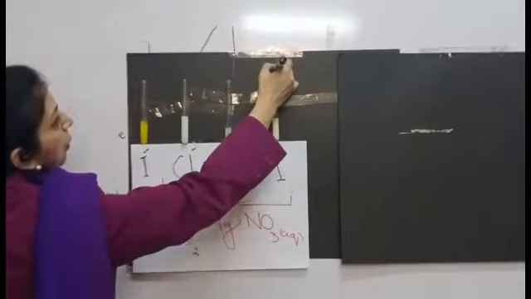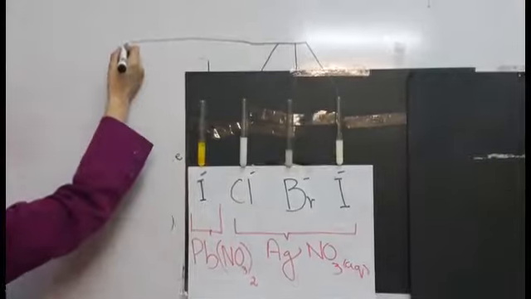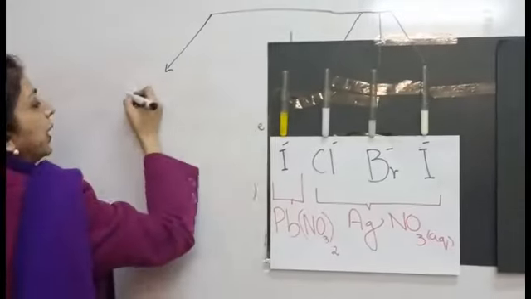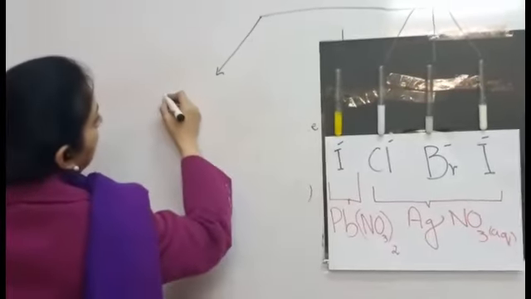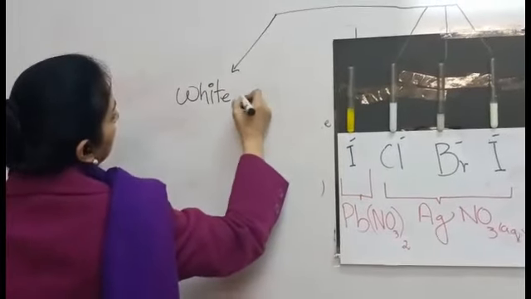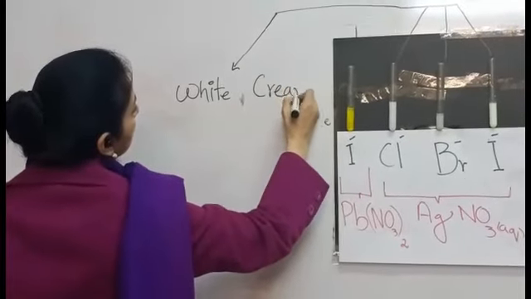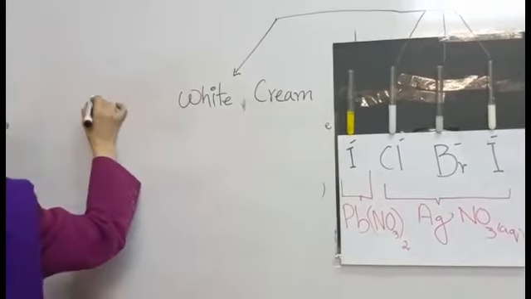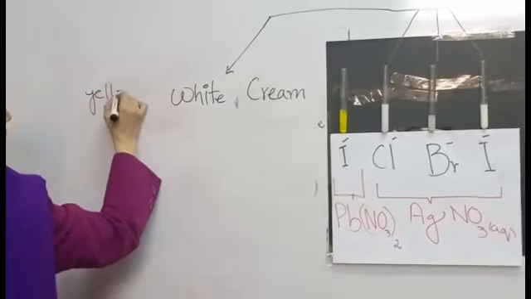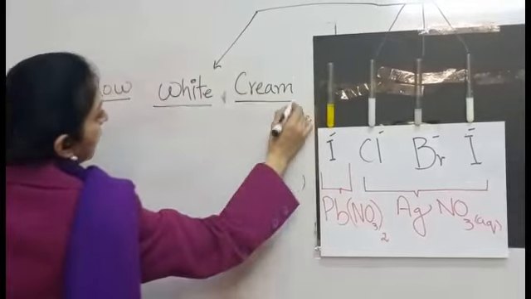Now we will talk about the chemistry of these three reactions in which we get precipitate: white, green and yellow. White precipitate, green precipitate and yellow precipitate.